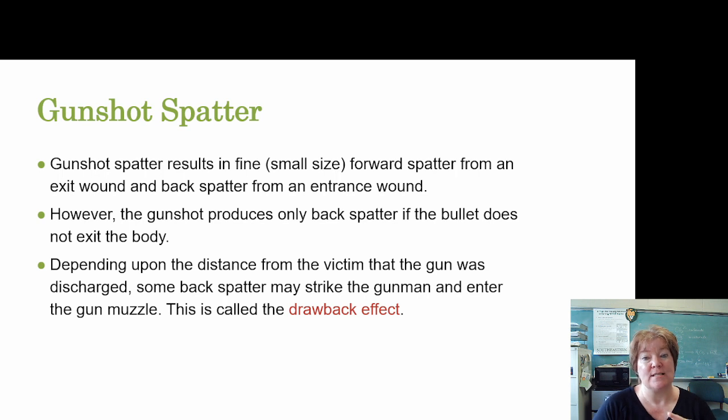But if the bullet does not exit the body, then I only have that back spatter. So then that's going to tell me something about that. So I can look for, do I have both? Do I just have one? Sometimes you end up getting some back spatter hitting the gunman. That's called the drawback effect. And sometimes, if the gun is particularly close, the blood can actually go back into the gun.